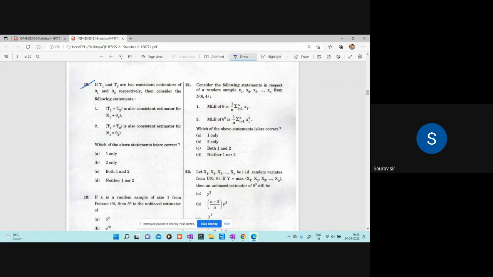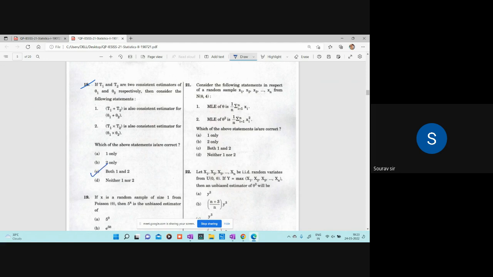And T1 plus T2 is consistent for theta 1 plus theta 2. So which statement is correct? Only A, only 1, only 2, both 1 and 2, neither 1 nor 2. Can you tell me this by using the property of consistency of an estimator? Both, ma'am. Both, absolutely correct. Both 1 and 2.